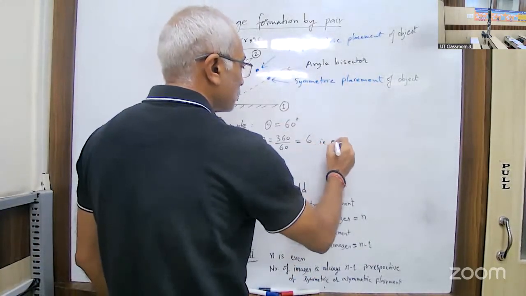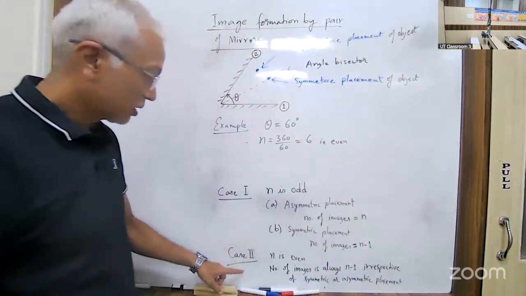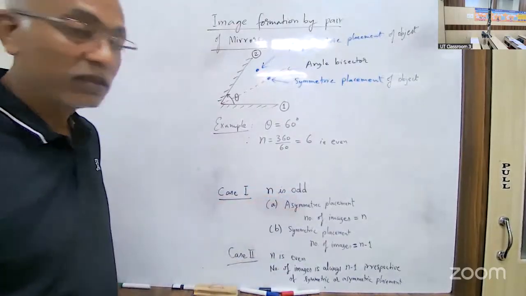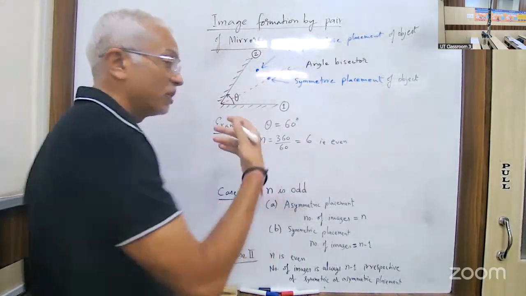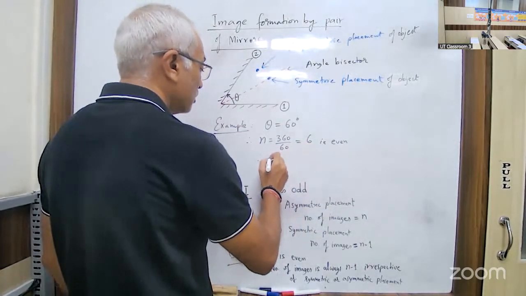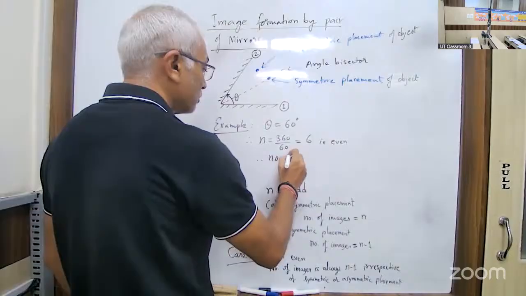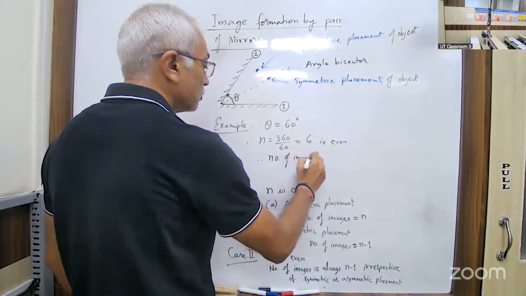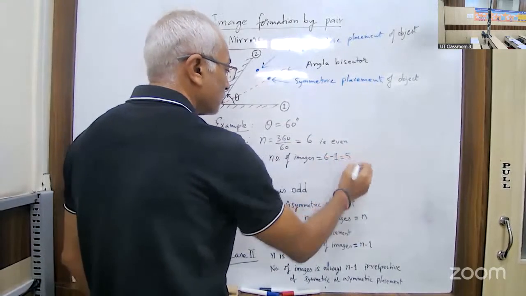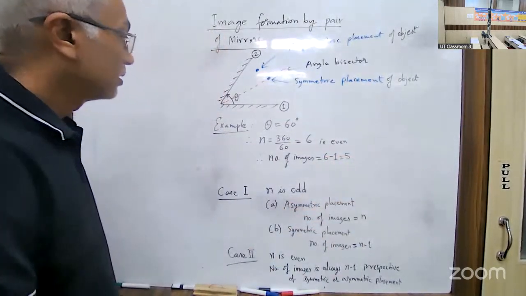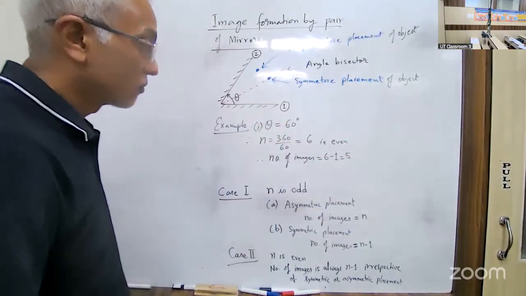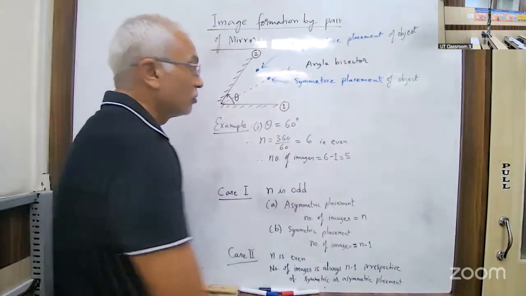कौन सा केस बन रहा है? सेकंड केस. n even है. नंबर ऑफ इमेजेस क्या आएगा? 5. तो यहाँ पे हमको सिमेट्रिक असिमेट्रिक देखना ही नहीं, n even आ गया तो नंबर ऑफ इमेजेस इक्वल टू 6 - 1 इक्वल टू 5. ठीक है, ये एग्जांपल 1 हो गया. सर पर थीटा का वैल्यू दे देंगे, गिवन रहेगा.